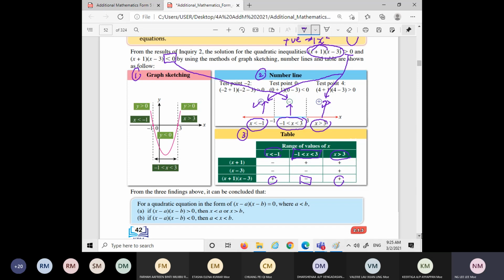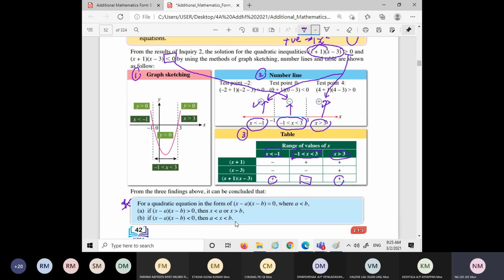Now it's 9:25. If the question doesn't ask you to use any of the methods, you can do it by memorizing. You can straight away use these conclusions. So write this one in your notes and memorize it. For a quadratic expression in this form, where b is greater than a, when this is greater than 0, this is the answer. When this is smaller than 0, then this is the answer.